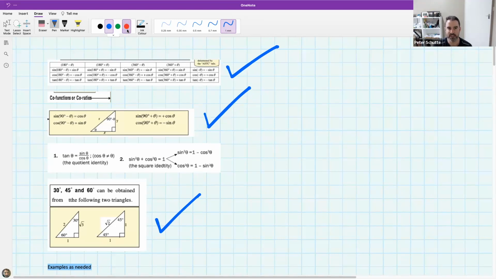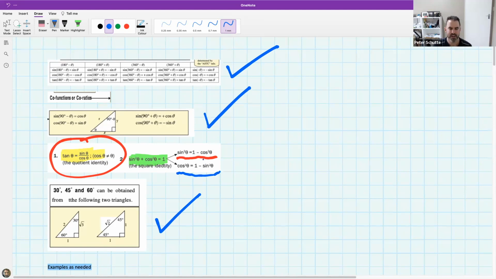Now, what we didn't touch on were additional trig identities, like the quotient identity, which is written like that. And then what we call the square identity, which is sine squared theta plus cos squared theta is 1. What's more, this can be rewritten in other forms. If I move the cos squared to the other side, I get sine squared by itself. And if I move the sine squared to the other side, I can get cos squared theta by itself.